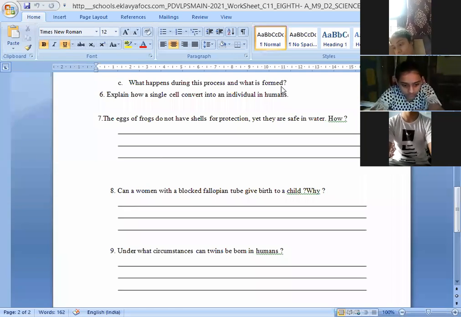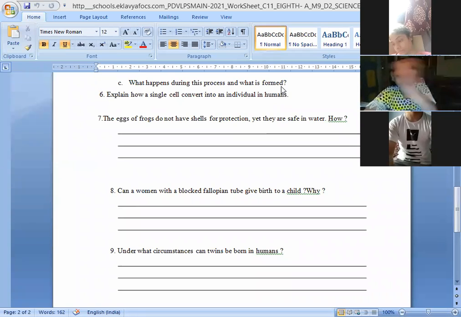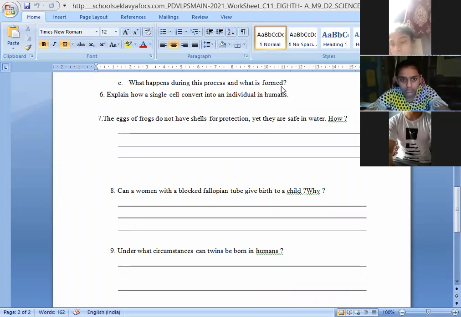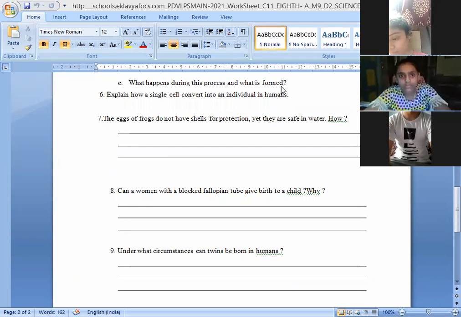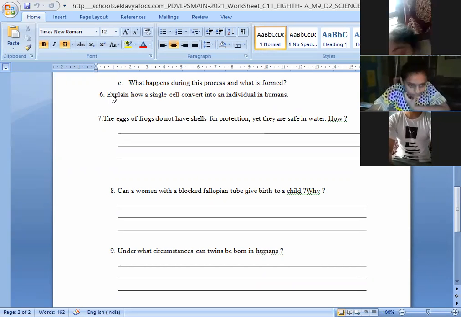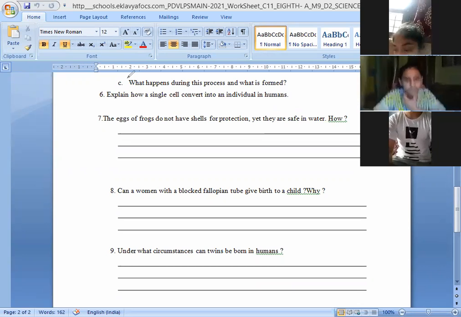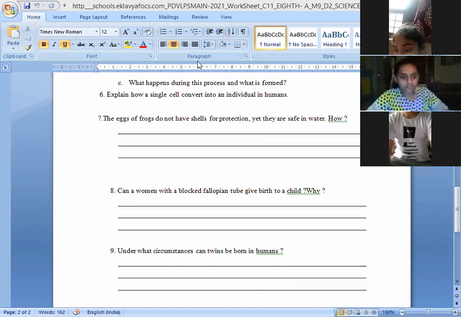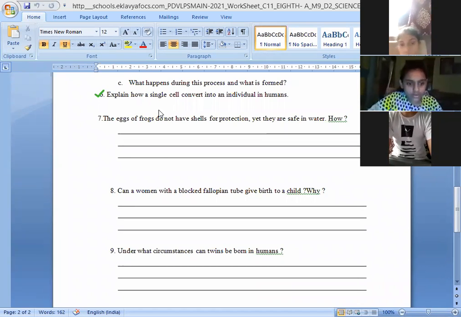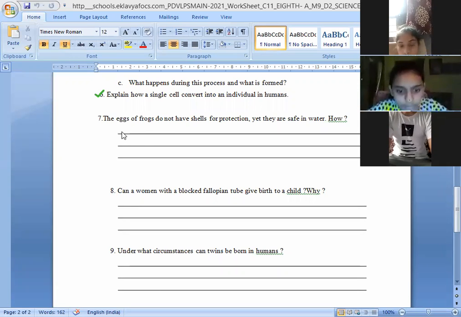Next, you know that a stage comes after 8 weeks when we can identify the parts of the body. That is known as a fetus. Growth keeps on taking place inside the mother's womb, and after 9 months the birth of a child takes place. So in this way, a single cell gets converted into an individual. So children, depending upon the marks, you have to explain this question. If this question is of 1 or 2 marks, then you have to write very little. And if it is for the complete 3 marks, then you have to give a complete explanation.